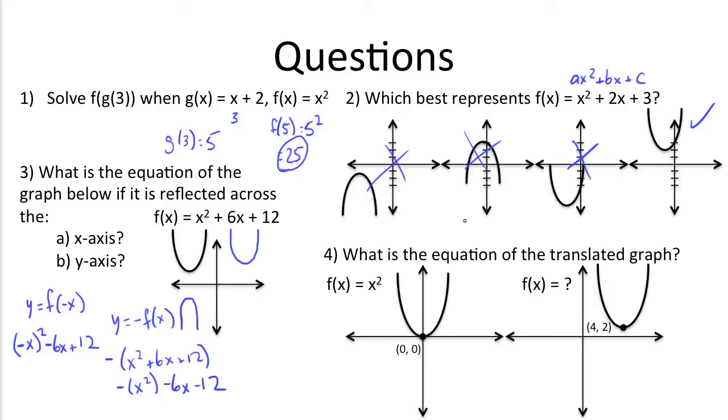Number 4, what is the equation of the translated graph? Here we start with f of x is equal to x squared, a parabola here with a vertex point at 0, 0. The translated graph has a vertex of 4, 2, which means that we need to take this graph and move it 4 over to the right and 2 up.